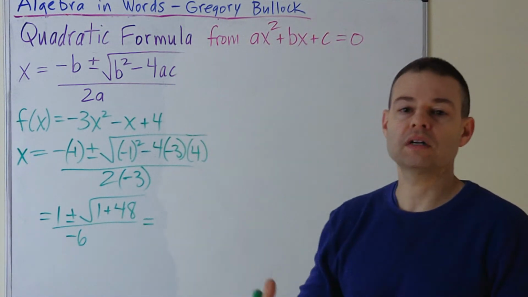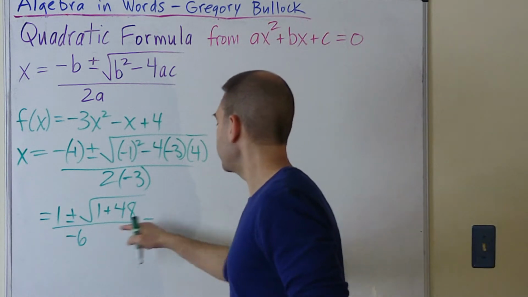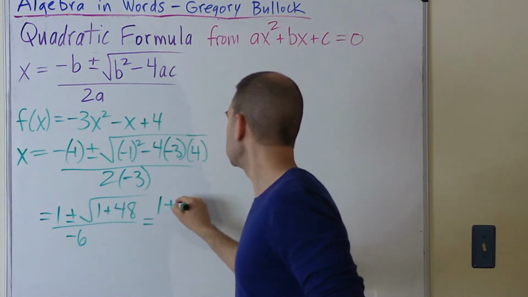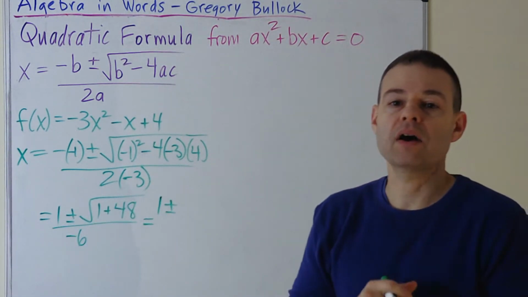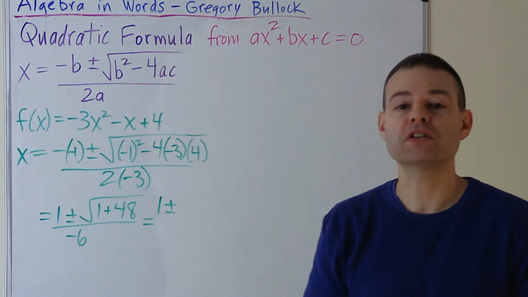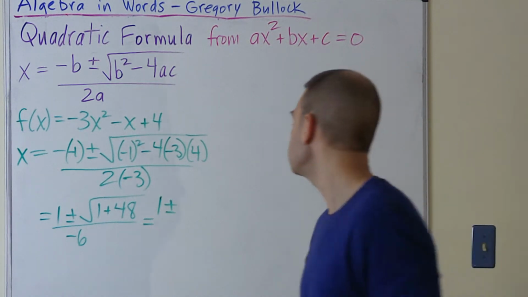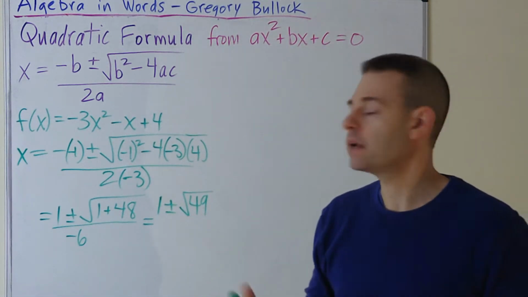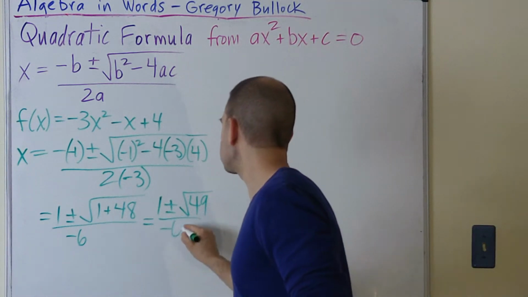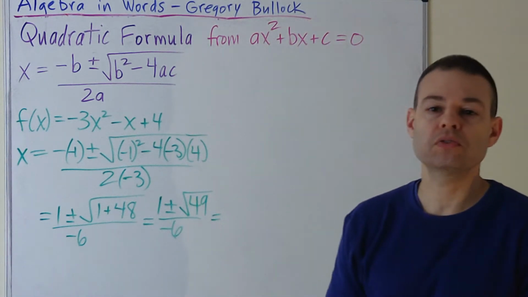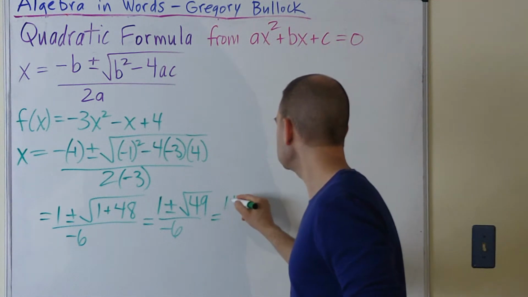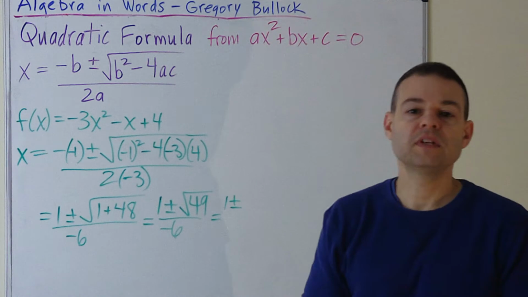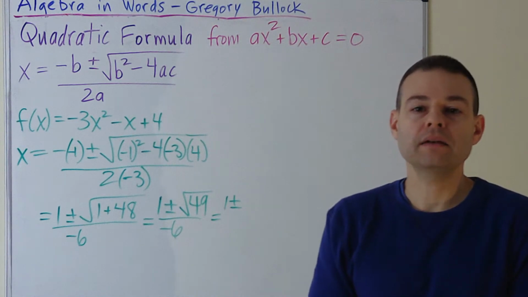Okay, so let's move on towards the right. And let's rewrite 1 plus or minus. And now under the radical, let's add 1 plus 48, which gives us 49. The square root of 49 over -6. And let's continue to the right. The square root of 49 is 7.